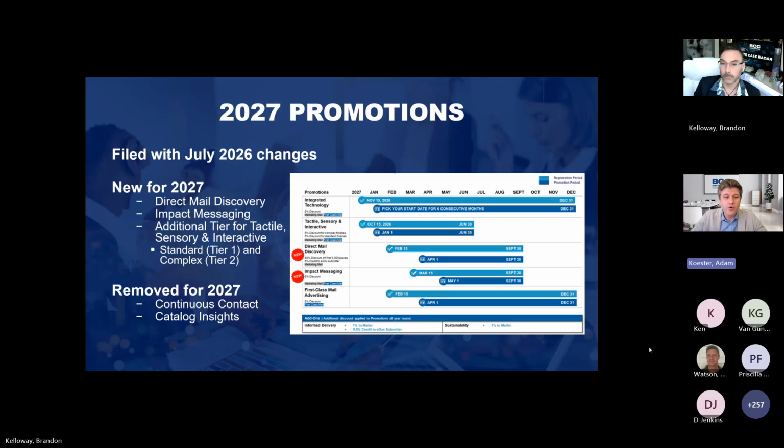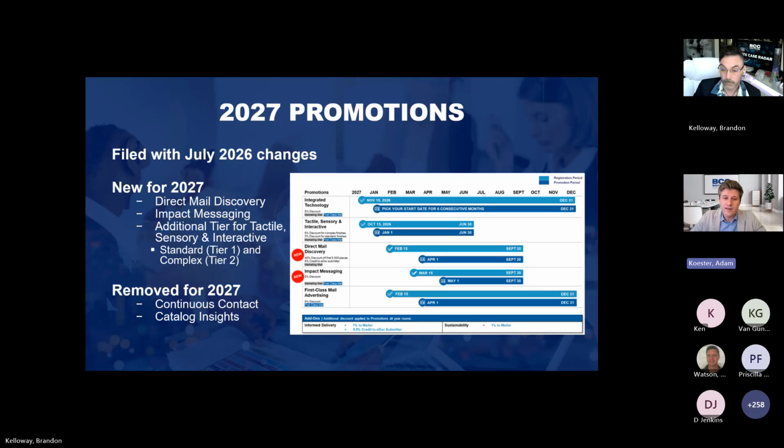Additionally, the post office has broken apart the tactile, sensory, and interactive promotion into a tier 1 that's a standard level and the complex level of tier 2, and those will get a different discount depending which tier you're at. And in addition, I believe they are targeting the standard tier to not require a physical piece to be sent in, and the complex level will still require that, but will get a higher discount as well. Again, that is somewhat tentative as we're looking for the guidebooks to confirm those things, but that'll be an addition that you see with the coming 2027 promotions.